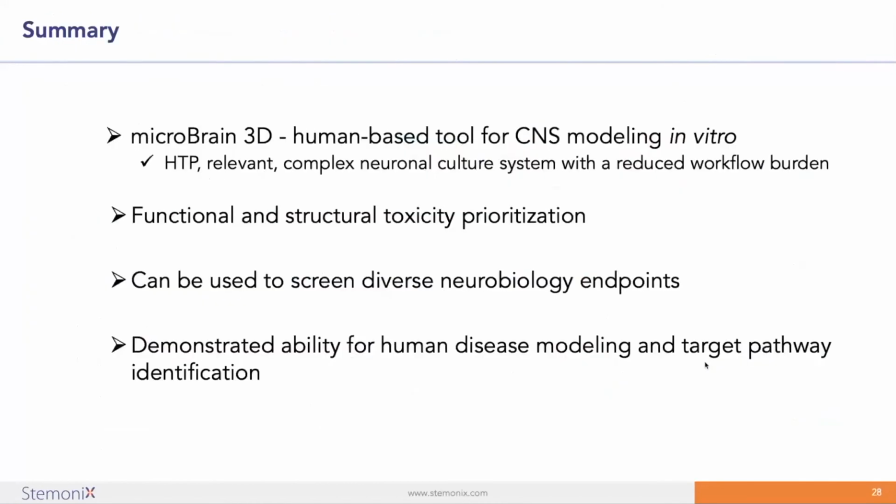All right, so with that, I'd just like to summarize. I hope I've shown you that the microBrain 3D is a great human-based tool for CNS modeling in vitro. We're able to use it in high throughput. We've got the appropriate biology, and it's really got a lowered workflow burden. You're not doing any of the differentiation, the culturing, or anything. It's really plug and play.